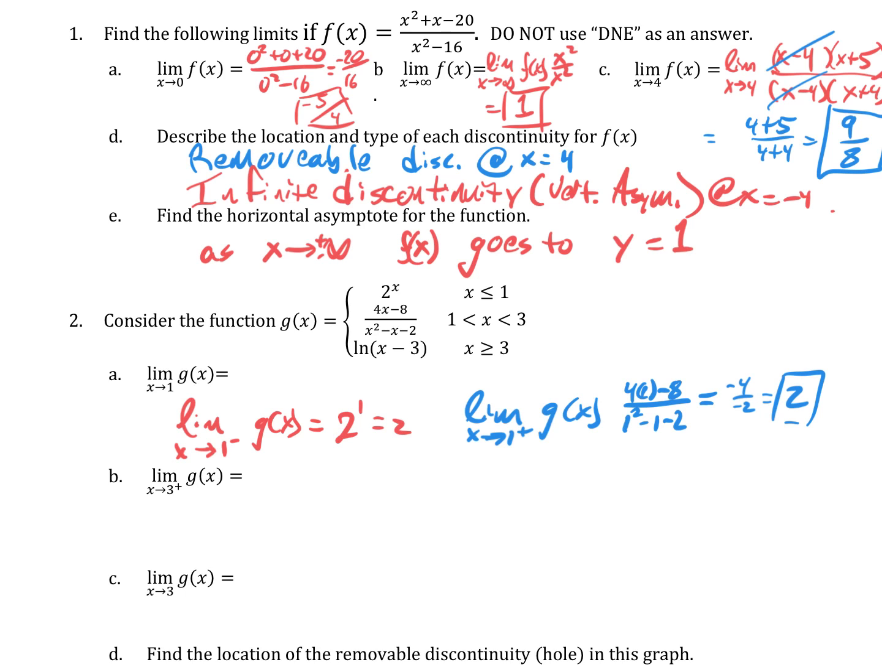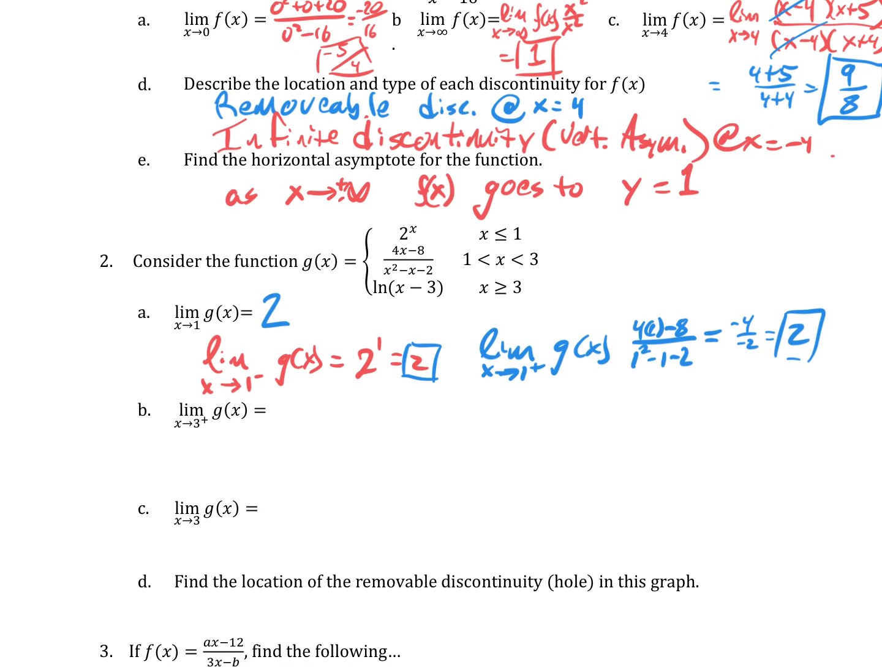Okay? So it's coming to 2 from both sides. 2 from the left, 2 from the right. That means we have a limit. Remember, to have a limit, a function limit, we need to have a left-hand limit and a right-hand limit that agree. Doesn't matter if the point itself is at 2, but they must agree from both sides.